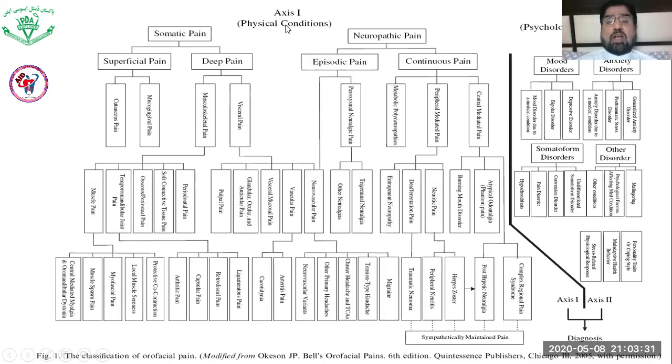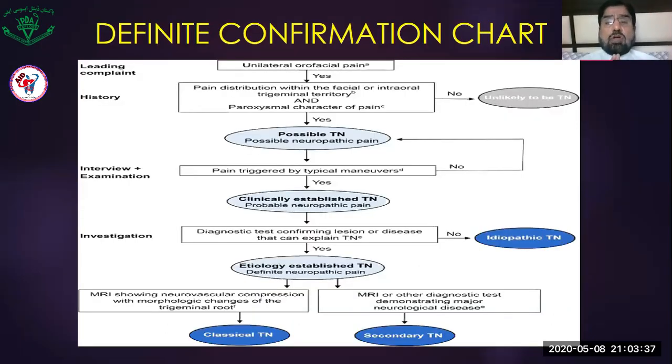After having this neurogenic pain concept, there is a very good chart which gives a guideline for a newcomer on how to confirm that a patient has trigeminal neuralgia. So I take it step by step. You start with unilateral orofacial pain. The patient reports to you with the complaint of unilateral orofacial pain.